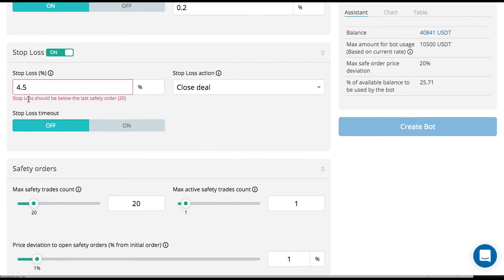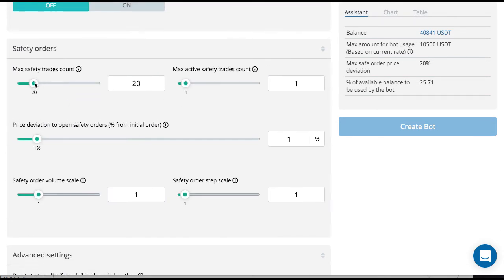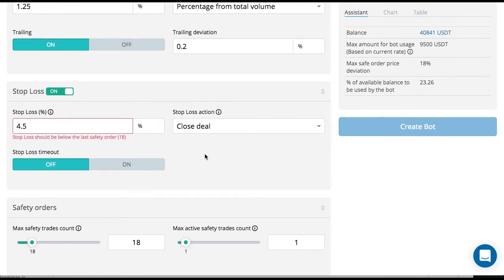You'll note here that it's saying that my stop loss should be below the last safety order. That's because down here there are safety orders set on this trade. I'm actually, when I book this trade, not going to put in any safety orders. So in a minute, we're going to change that. And then that red text will go away.